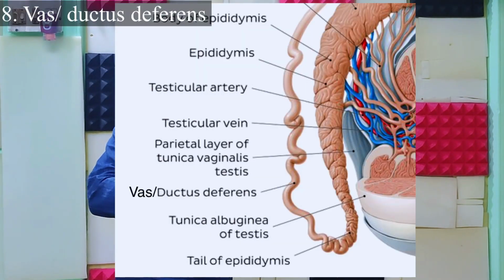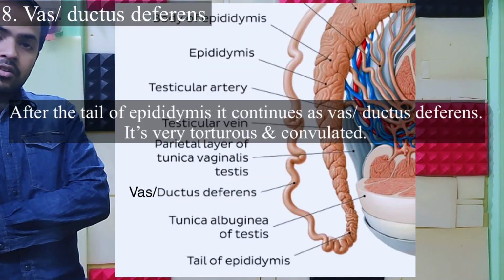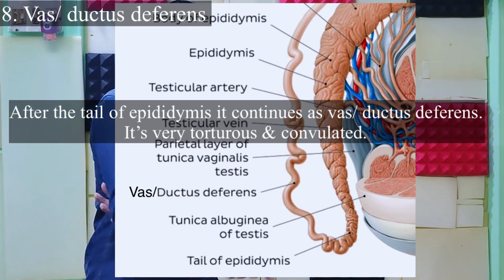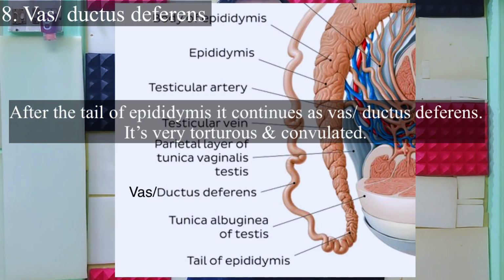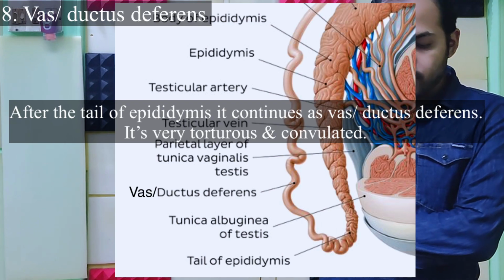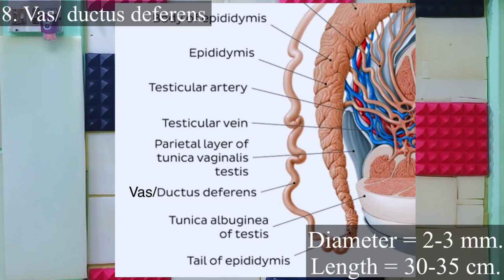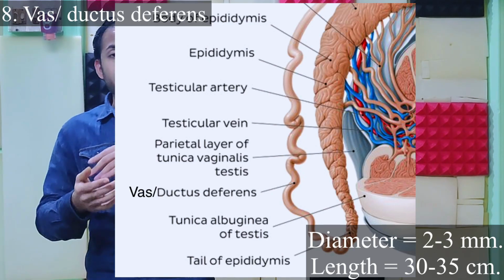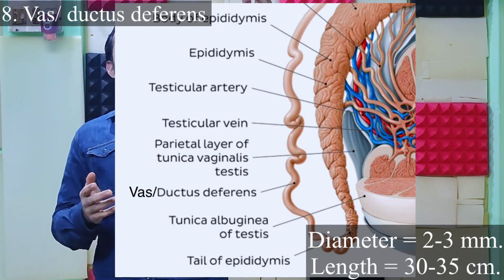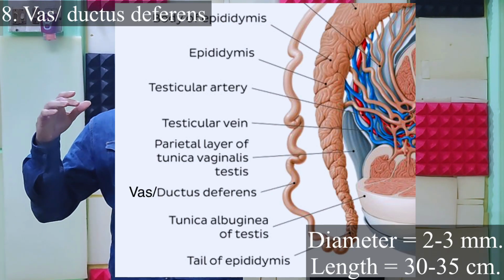Now, the vas deferens, as I am continuing: after the tail of the epididymis, it continues as the vas deferens. This is very tortuous and convoluted, as you can see in this photo. The diameter of the vas deferens is 2 to 3 millimeters, and the length of the vas deferens is almost 30 to 35 centimeters.